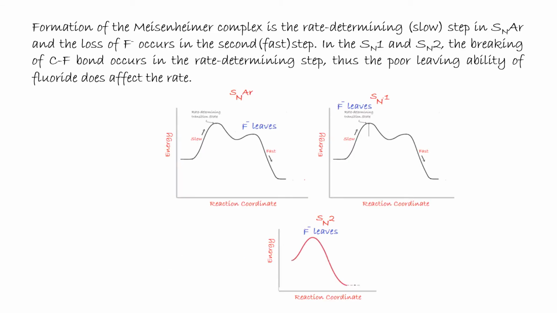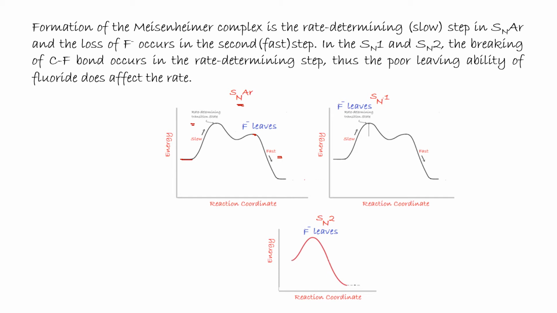Look at the energy diagram of this reaction. In the SNAr mechanism, the first step, as we can see, does not involve the C-F bond breaking. Fluoride leaves in the second step, which is the fast step, while the first step, as we know, is the rate determining step. So fluoride leaving the intermediate will not affect the rate of the reaction.